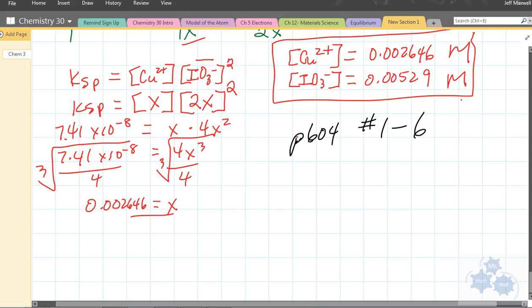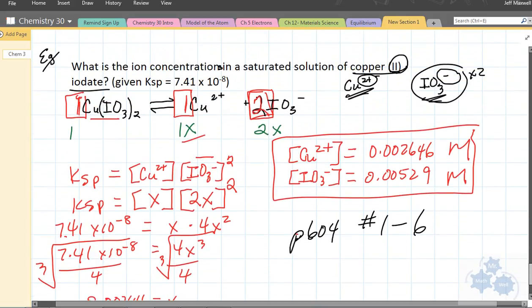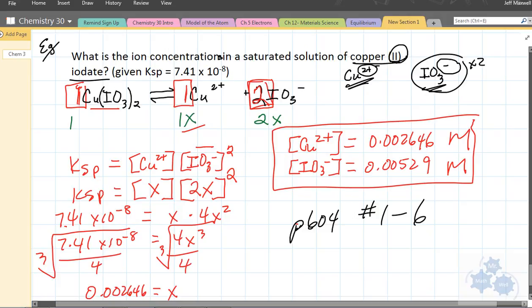So your assignment's page 604, 1 to 6. Some more practice on this calculating Ksp and unknown concentrations.